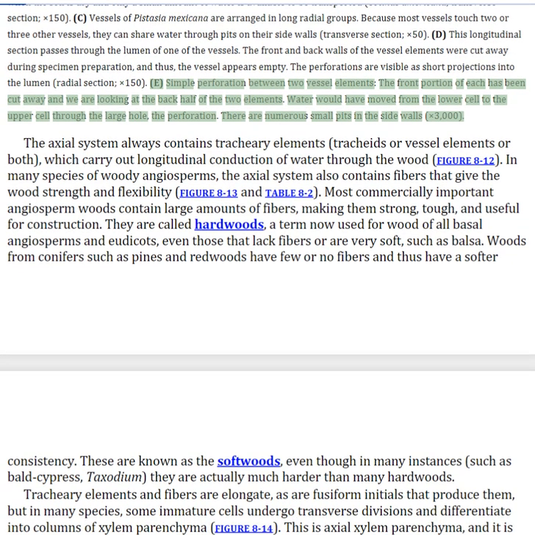Simple perforation between 2 vessel elements. The front portion of each has been cut away and we are looking at the back half of the 2 elements.